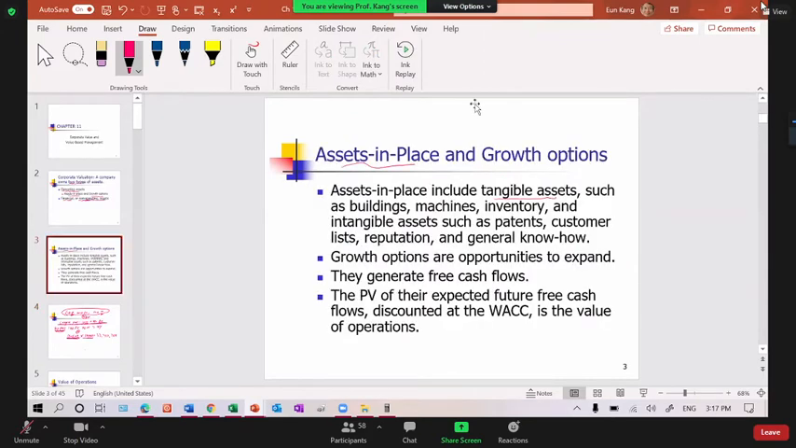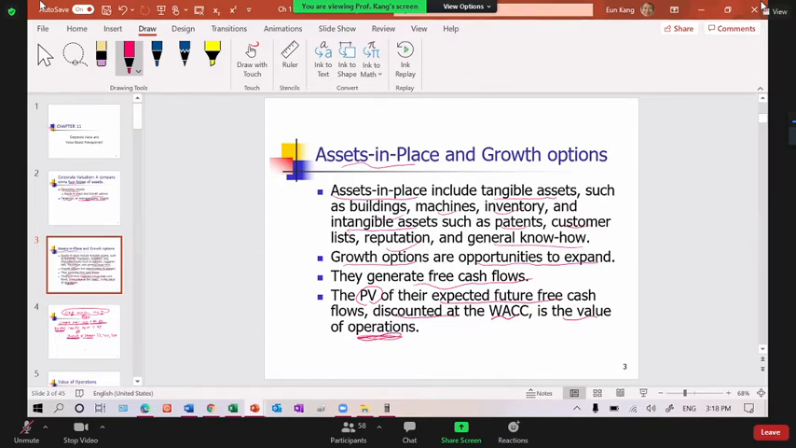So let's go back. Assets in place means what you currently have, that is tangible assets such as buildings, machines, inventory, and not only that, intangible assets such as patents, customer lists, reputation, and general know-how. And that's what you have currently, but growth options are opportunities to expand, and they generate free cash flow from operation. Then, as we have seen from chapter 10, the present value of their expected future free cash flow discounted at the WACC is the value of operations.